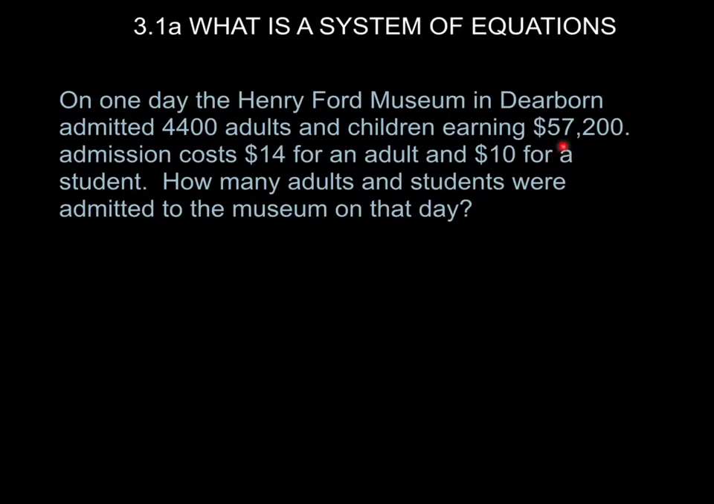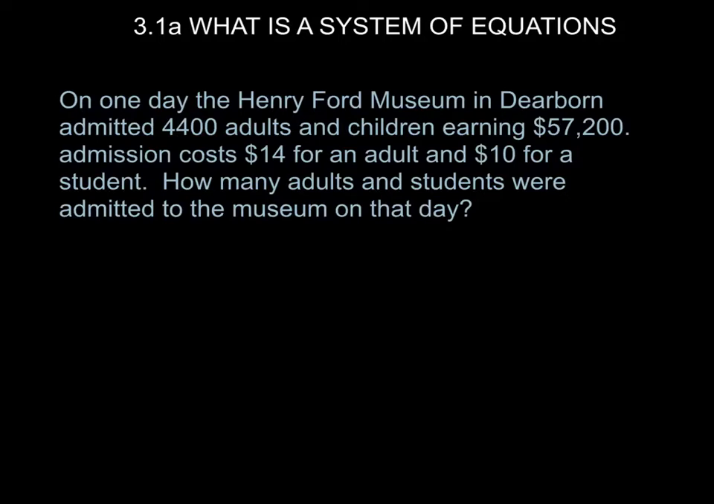And I also know the museum took in $57,200. Adults are $14 each, students are $10 each, and the question is how many adults and students were admitted to the museum. Now, I could probably do some different strategies for solving this. I mean, I could guess and check. I could try some numbers of adults and children and hope I hit on the right combination. But honestly, with 4,400, I'd probably be guessing and checking for a really long time.